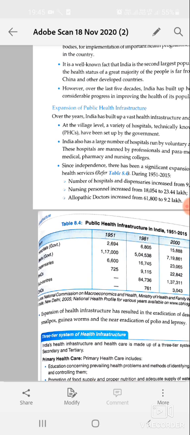Now dispensaries: 6,600 in 1951, 16,745 in 1981, 23,000 in 2000, and 26,000 in 2014-15. Primary health centers: 725 in 1951, increased to 9,115 in 1981, 22,000 in 2000, and 25,308 in 2014-15. Sub-centers: in 1951 no sub-centers. In 1981 increased to 84,736. Then it reached 1,37,000. Then it decreased to 53,500.